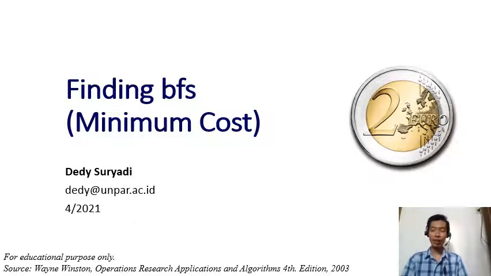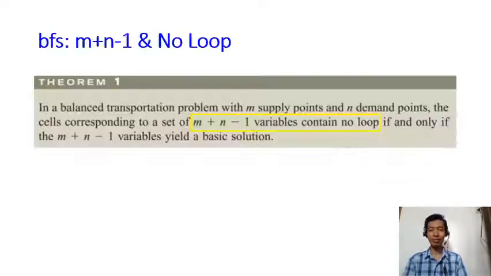In the previous video, we learned the northwest corner method that helps us to find the BFS. Now let's learn another method that may also help us to find the BFS, and this one is called the minimum cost method. Same as before, the purpose of this method is to find a BFS of a balanced transportation problem that contains m plus n minus 1 basic variables, and those basic variables do not form a loop.